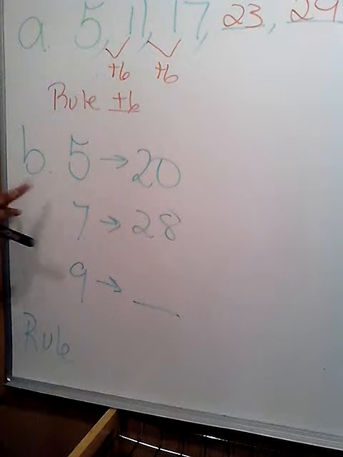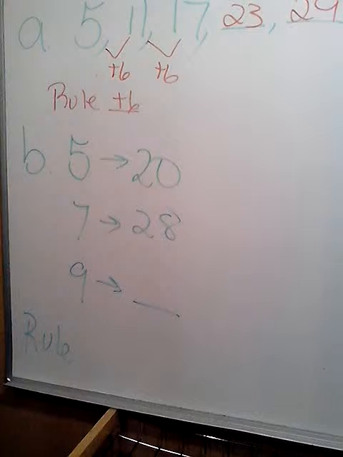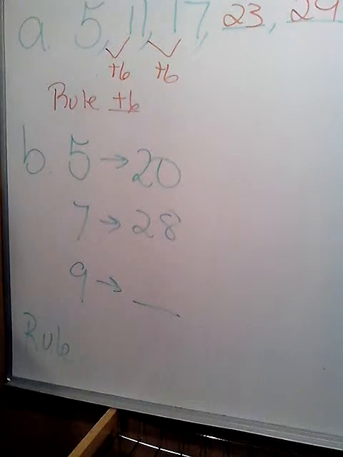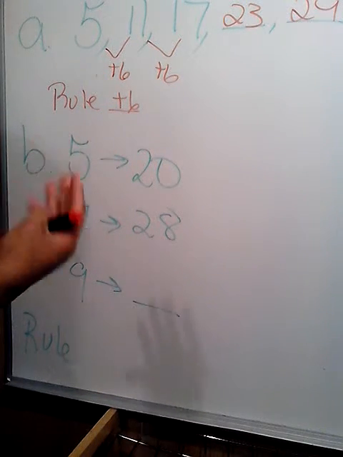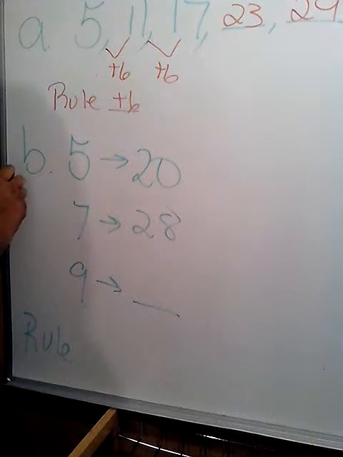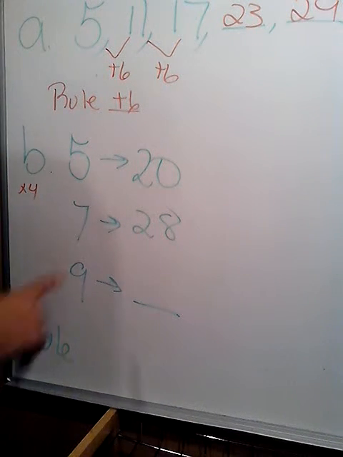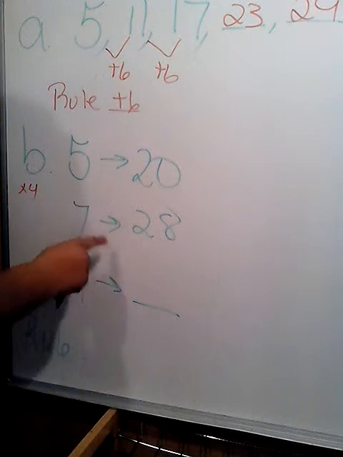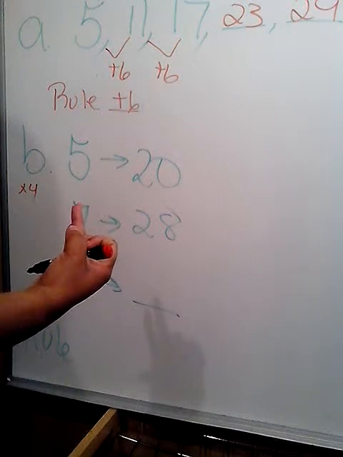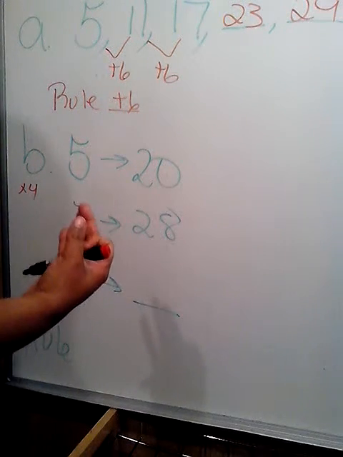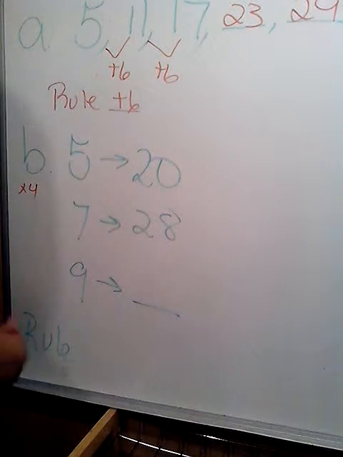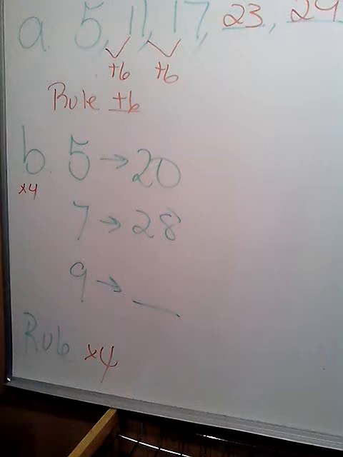If my number is growing, it can only be addition or multiplication. So if it's multiplication, what times 5 will give me 20? 5, 10, 15, 20, 4. So my rule could be times 4. Well, if it is the rule, it will also work for 7 and 28. Let's see. 7, 14, 21, and 28. Well, times 4 works here. So my rule is times 4.